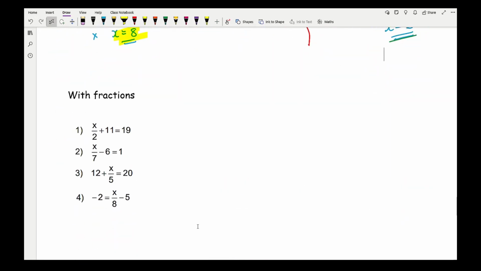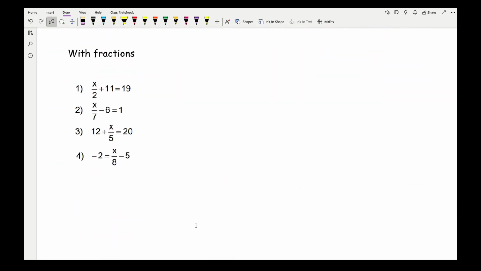So then moving on to the next set of questions. Now these questions involve fractions. The process of these particular questions is exactly the same. You remove whatever's being added or subtracted first, and then you do the opposite.